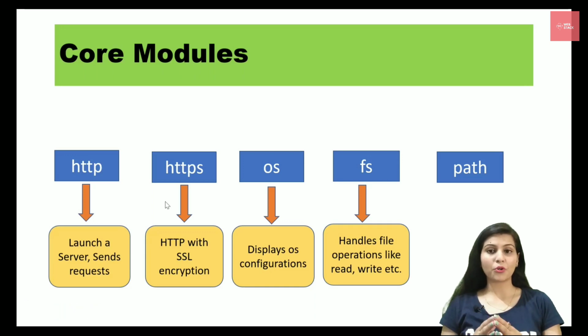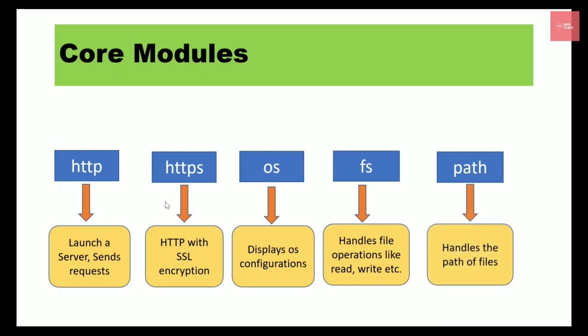The next module we have is FS. This is a very important module and we are going to use it in the coming lectures. FS stands for file system and it lets us access the file system inside our local machine. Like we can read from a file, write into a file, append to it, and so on. A lot of functionalities are provided by this module. And we also have the path module, which will be helpful in handling the file paths. So let's dive into VS Code and check out how to create a Node.js server.